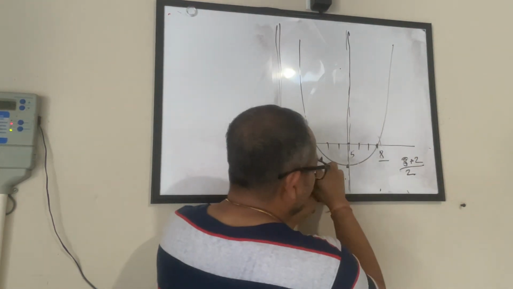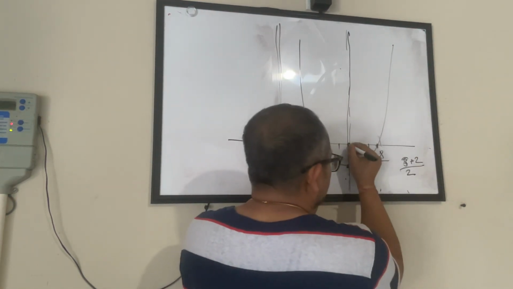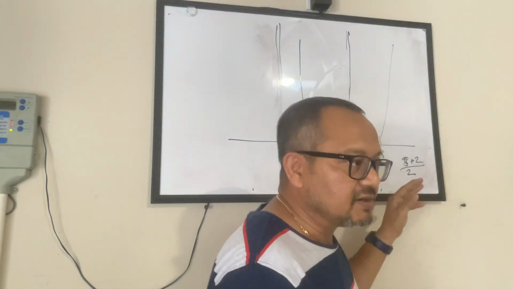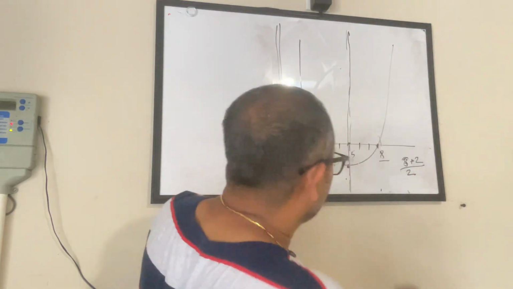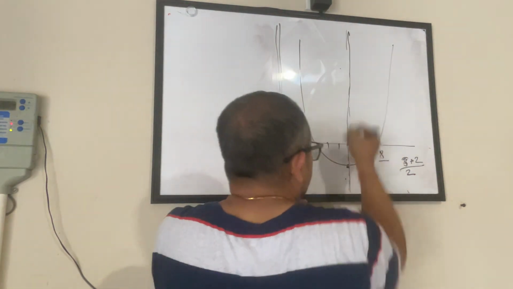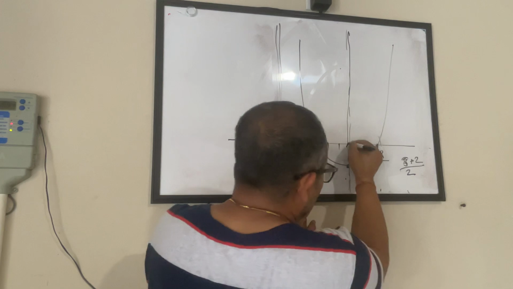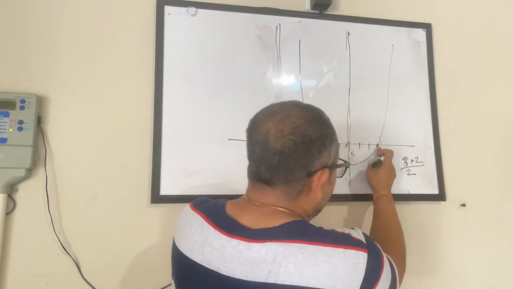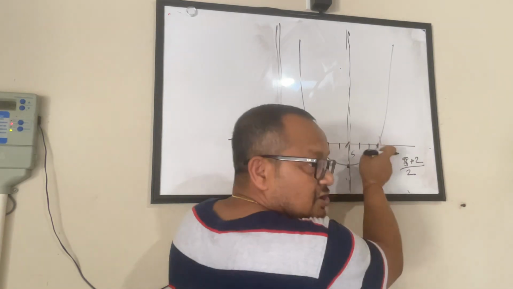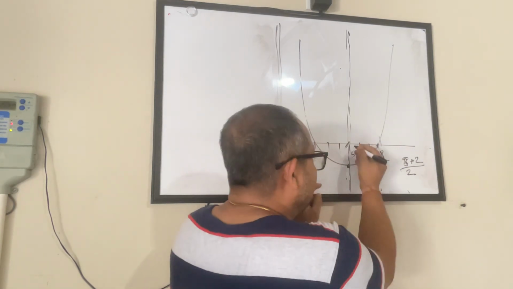What is that one? 8 plus 2, 10 by 2, 5. This will be exactly in the middle. So, if you are looking at a parabola, if you know about this line of symmetry, you can find out that the place where it crosses the x-axis, I will add the x coordinates and divide that by 2.